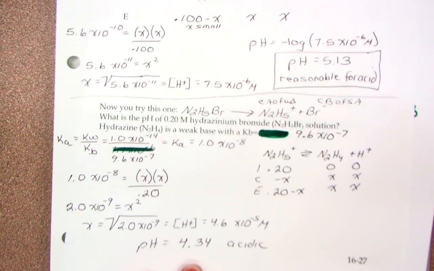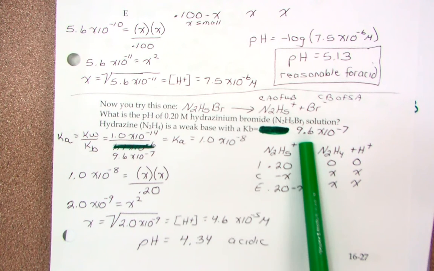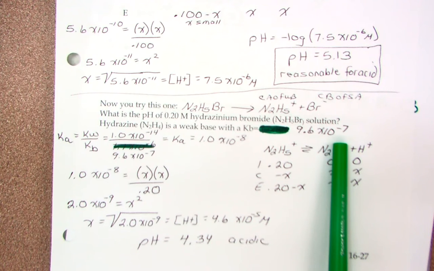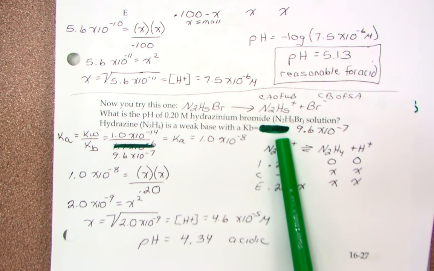Okay, if we look at this one, this was very similar to what I did, and there was a typo on here. The Kb is 9.6 times 10 to the negative 7th. That is the Kb that was on the chart. I had made a typo on your copy.